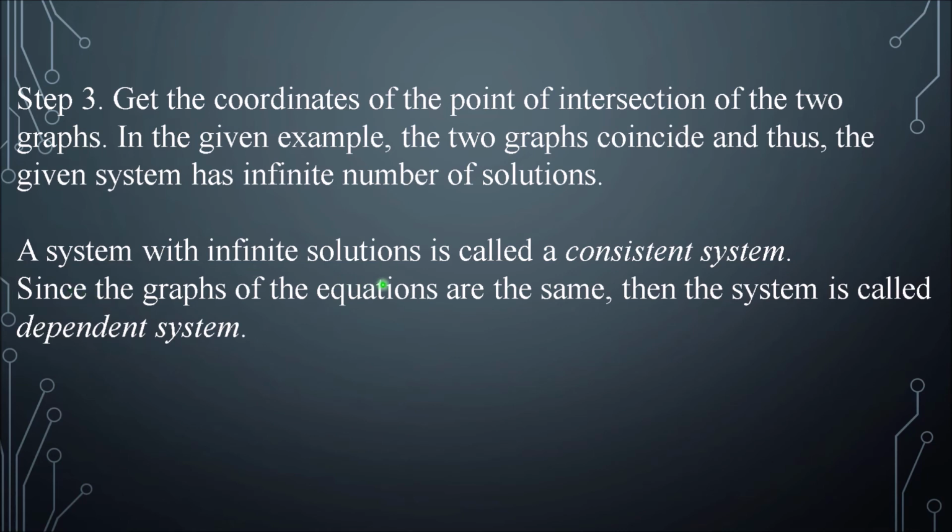A system with infinite solutions is called a consistent system. So because there is a solution, it is also considered as a consistent system. Now, since the graphs of the equations are the same, then the system is called dependent system. Take note, if the graphs are two different lines, the system is called independent system. Now, if the graphs of the equations are the same, then the system is called dependent.